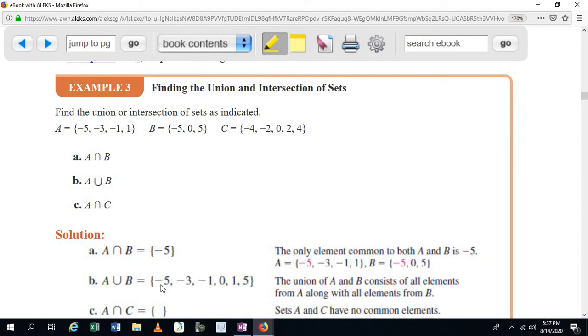Okay, so in terms of writing it as a set, it would be the set of all those elements. It's actually 6 elements because you don't have to write the -5 twice. So it's {-5, -3, -1, 0, 1, 5}. And even though -5 appears in both sets, you only really need to write it down once.